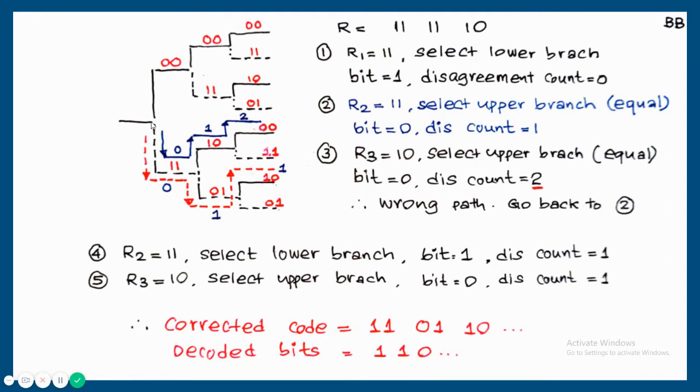We are starting from here. This is the tree diagram of that 2,1,1 encoder. Starting from here, the first received set is 1, 1. The first branch code is 0, 0, the second code is 1, 1. So out of these two, we should select 1, 1. What is the disagreement count? Disagreement count is equal to 0. There is no difference between the received bits and the selected branch.